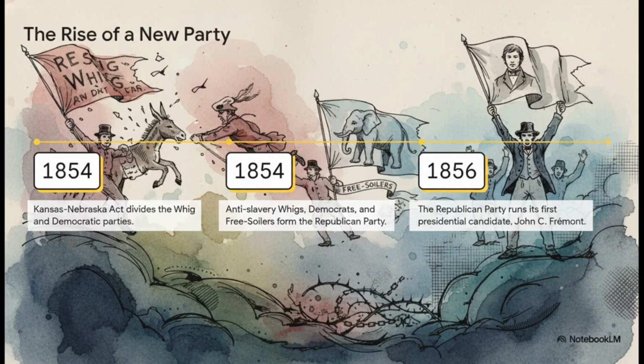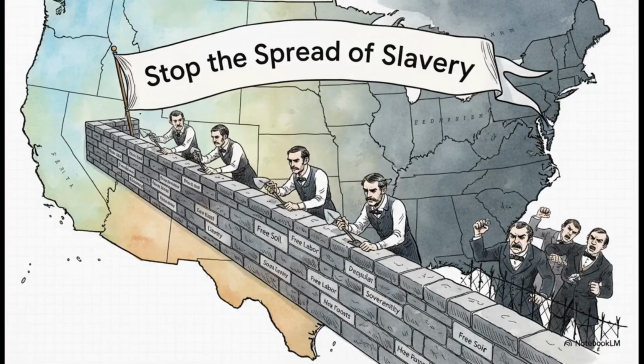The political fallout was just immediate. It was an earthquake. The Whig Party, which was already kind of shaky, completely fell apart. The Democrats split right down the middle, North versus South, and out of all that chaos, a brand new party was born, made up of Northerners who were all united by one single issue. And what was this new party? It was the Republican Party.